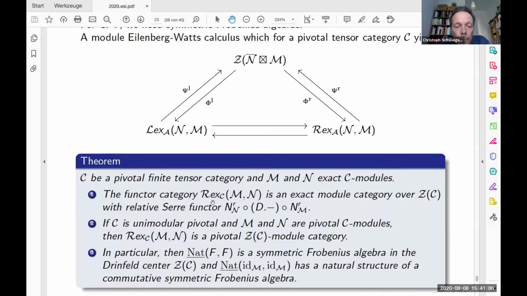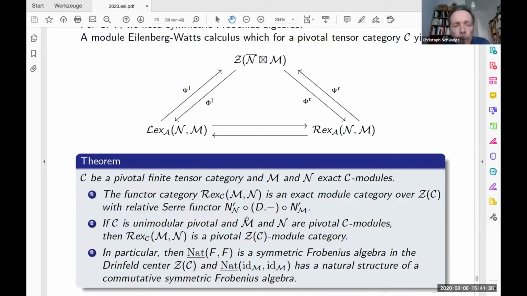And in the special case when F is the identity functor, we have a commutative symmetric Frobenius algebra. The fact that I'm saying "commutative symmetric" is not doubling things, but in the braided setting one has to say the two words. So these are very good candidates for bulk fields, as I want to explain on the last slide.